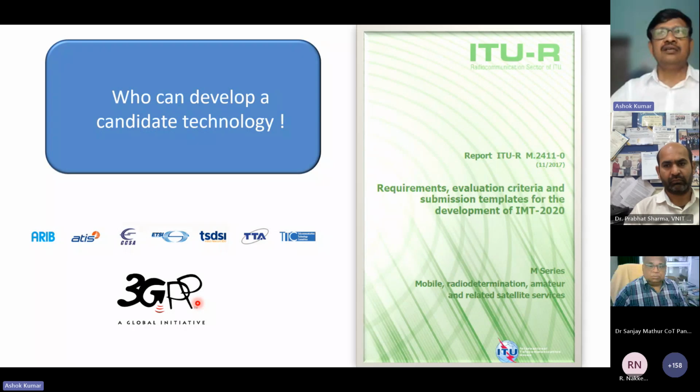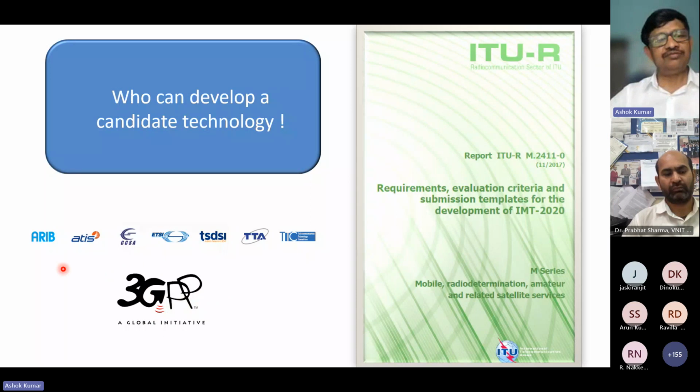In addition, OEMs, operators, and many other organizations are also members of 3GPP. Since it is a consortium of many SDOs, whatever standards are developed take care of the requirements of all the countries from where these consortium partners are coming, and that's why the 3GPP standard generally becomes a world standard, right?